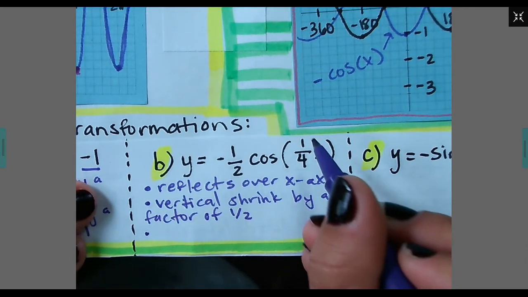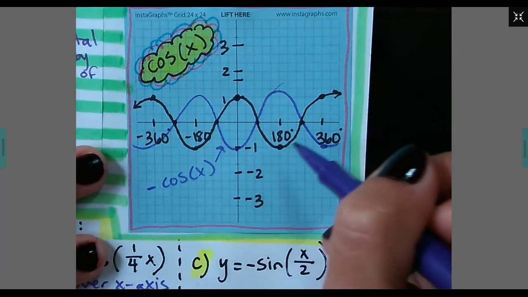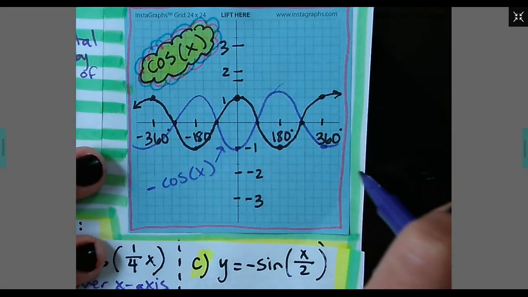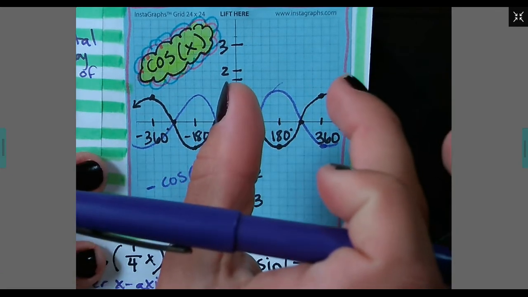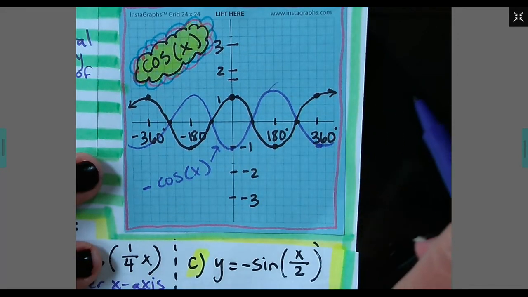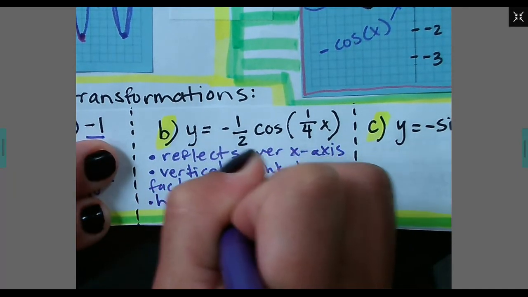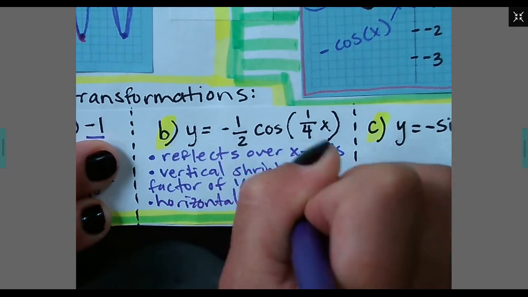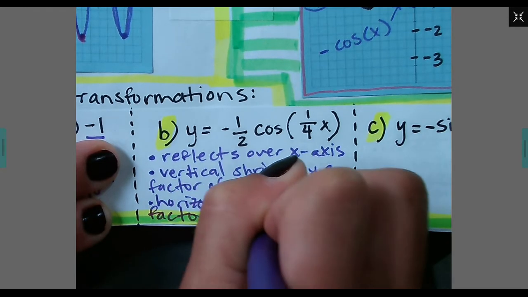And then the last thing here is this 1/4. Okay, so instead of one wave happening in 2 pi, 1/4 of a wave is going to happen in 2 pi. So I'm stretching out the wave horizontally. I'm going to make the wave go from this to something like this. Okay, so I'm going to make the wave happen much slower. So this is going to be a horizontal stretch by a factor of 4.